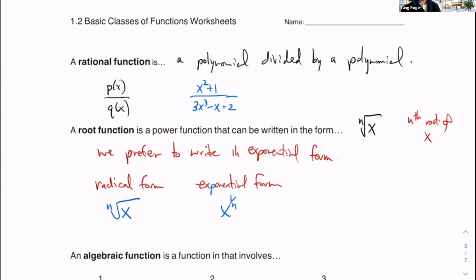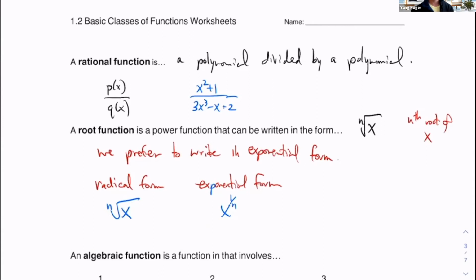The reason why we like writing it in exponential form is later on, we're going to learn how to take derivatives. And when we take derivatives, there's a power rule. If you write the radical in exponential form, then you can use the power rule. But without it in exponential form, you can't.